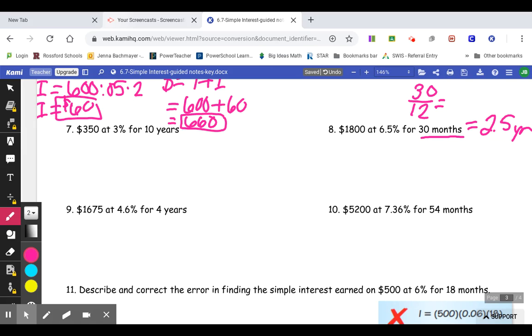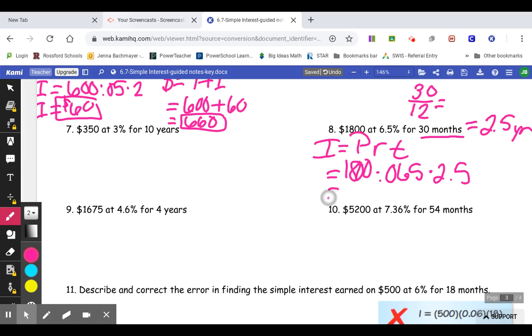So I'm going to take my formula again, I equals PRT. I take my $1,800 as my principal. My rate is 6.5%, so 0.065. And then I'm going to multiply it by my 2.5 years. When I multiply all of those things together, I get $292.50. And don't forget, this question had two parts to it.